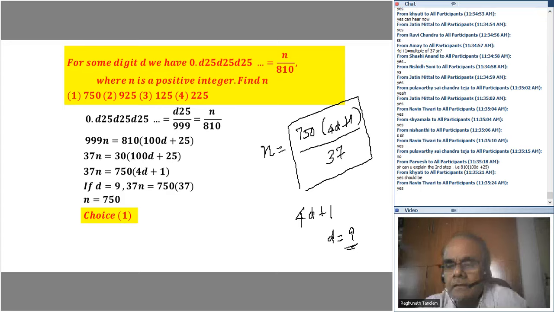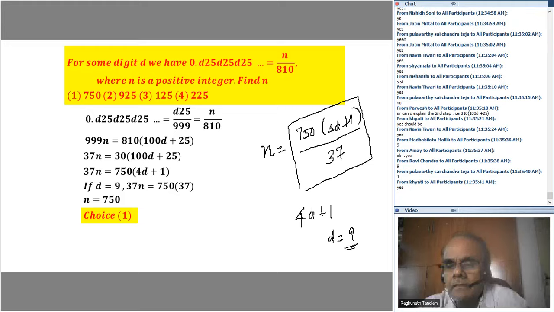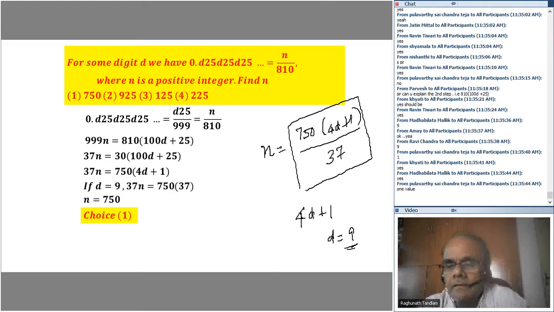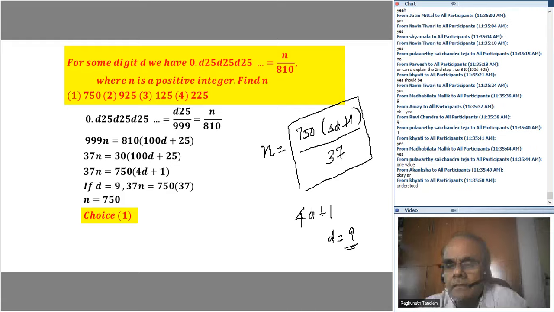And somebody asked me why d cannot take any other value. d is a single digit number. What's the maximum value a single digit number can take? How many values can d take? Only 9 it can take or not? There may be other values of d, but d being a single digit, it can't be more than 9.